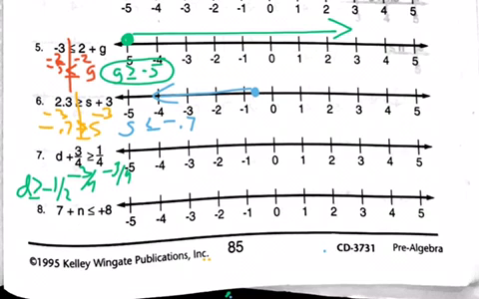So I'm going to find -1/2 here. So -1/2 is about right there, and again, it's a solid circle. So d is greater than that. So that means it's all numbers to the right because it's greater than.